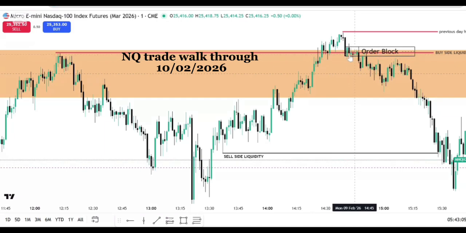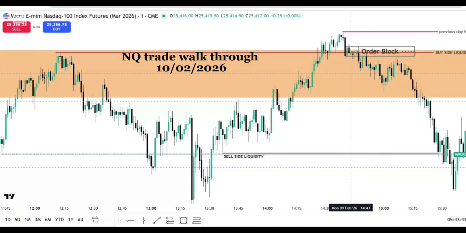So as a result, as you can see, it formed this order block here, then filled the fair value gap, started coming down. We broke to the downside, market structure shift here. Then we saw price again going back to revisit this order block here.